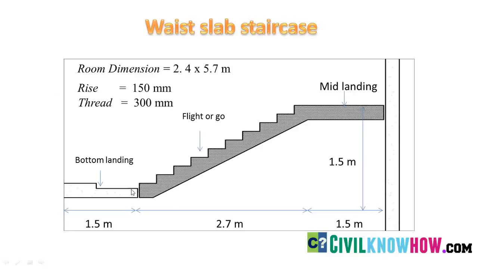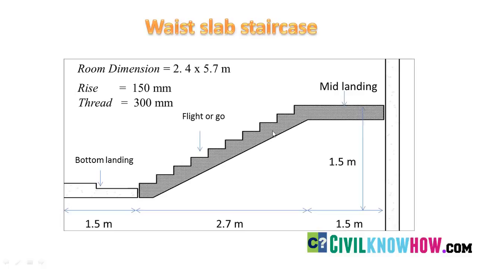In this figure you can find that the first flight of stair is divided into three different parts. The first one is the bottom landing, which has a span of 1.5 meter. The second one is a flight or a go, which has a span of 2.7 meter, and it consists of a waist slab and the steps that are assigned on it. For the steps, the dimensions of the rise and the tread are 150 mm and 300 mm respectively. The next part is the mid landing, which is about 1.5 meter from the floor level and has a span of 1.5 meter.